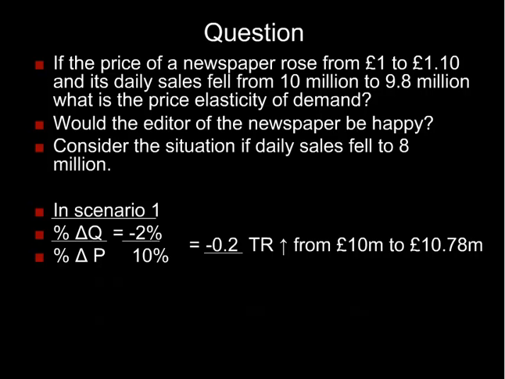We can see that total revenue from this particular price rise is actually increased, because the proportionate change in quantity is not enough to offset the proportionate change in price. So total revenue initially was 10 million when the price of the paper was £1. We sold 10 million. The quantity demanded was 10 million. Now the price has gone up to £1.10. We're now selling, quantity demanded is 9.8 million. So £1.10 times 9.8 million is 10.78 million. So yes, the editor of the newspaper would be happy with an increase in revenues, even though they've lost some readers.